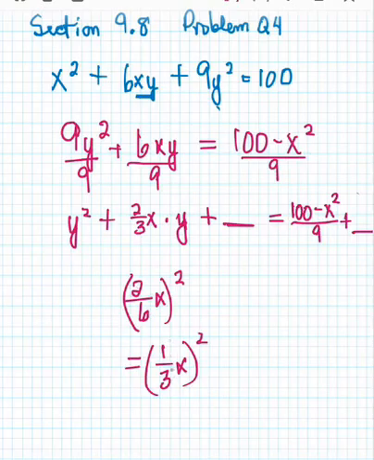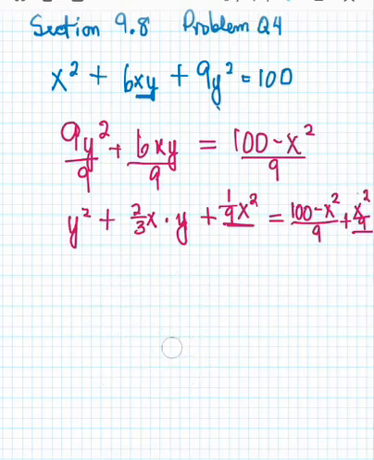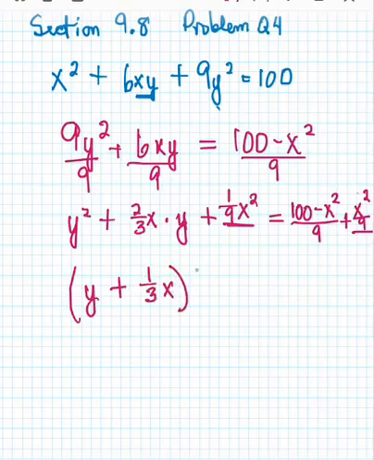So it's going to be 1/3 x squared, which is going to be 1/9 x squared, or x squared over 9. That's what I'm going to put right here. Do you see that? I'm going to add x squared over 9 to both sides, because I completed the square. What I add to one side, I have to add to the other side. Now all of this is going to factor into y plus 1/3 x, that whole quantity squared.